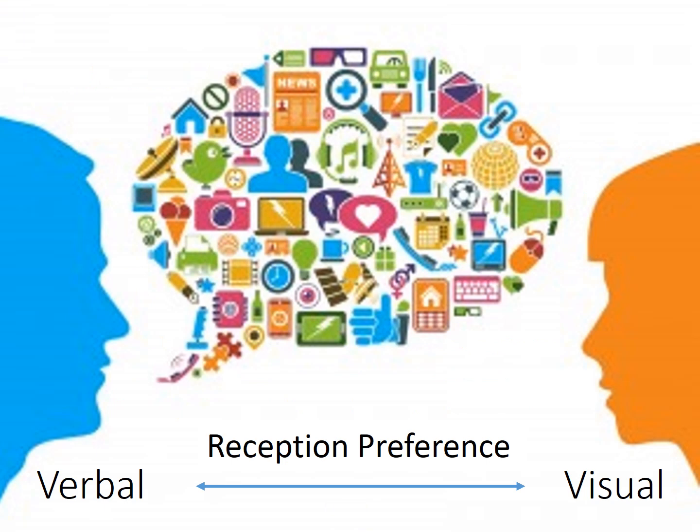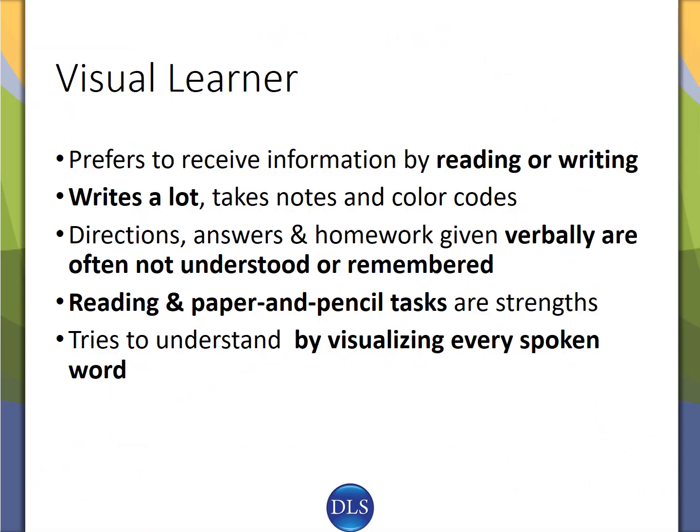Reception preference is another learning preference, which can be either verbal or visual. Verbal learners learn better through hearing information. Visual learners, on the other hand, prefer to see information. You may have had students in the past that frequently asked you to write down information or show you how something works. Those students are usually visual learners.